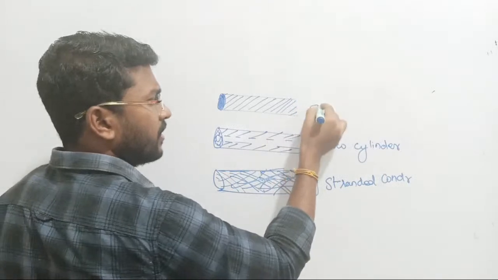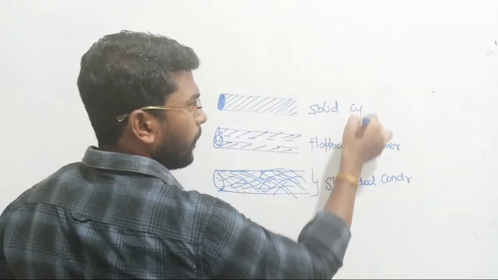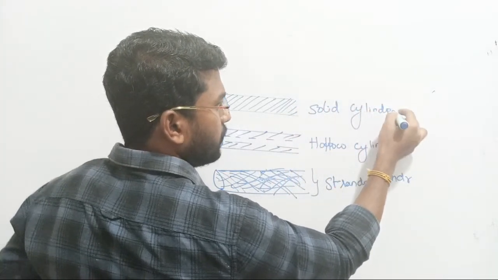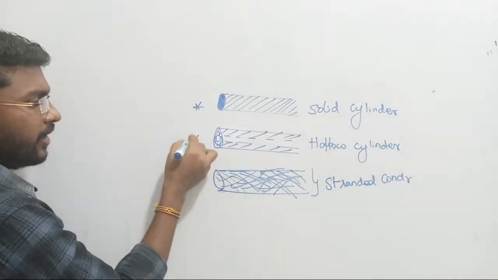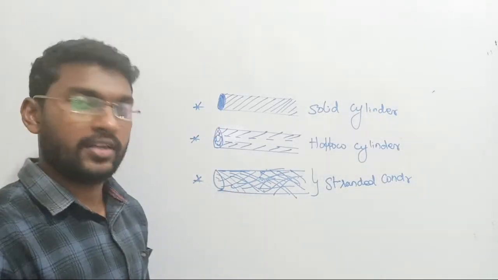Next, there is the solid cylinder. Here we are using a solid cylinder. Yes. So totally, we are going to keep three types of connectors. Yes, it is over now.